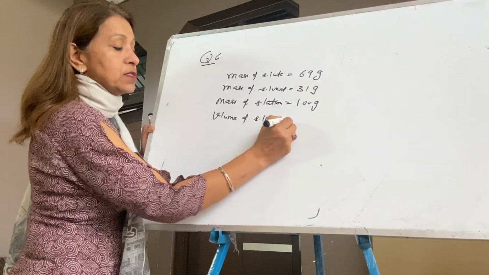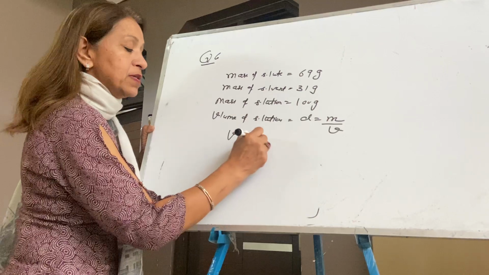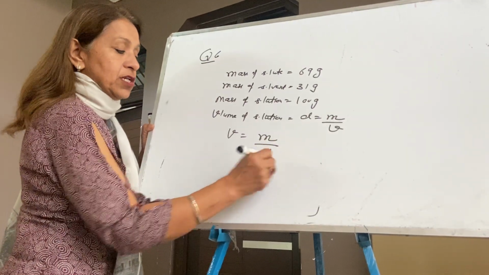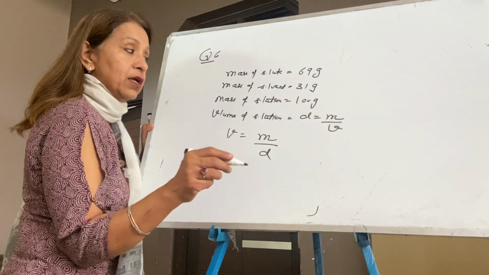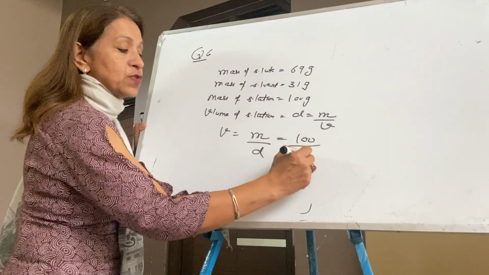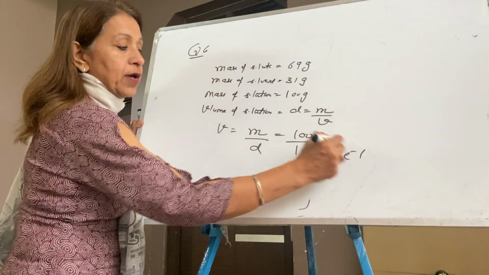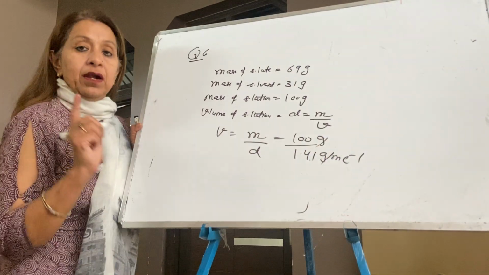Now let us start calculating the volume of solution because the density is given. Density is equal to mass by volume, and volume is equal to mass by density. Here you will put the mass of solution only. Mass of solution is 100 and the density of solution is 1.41 gram per ml. Gram cancels, and your volume will come in ml.